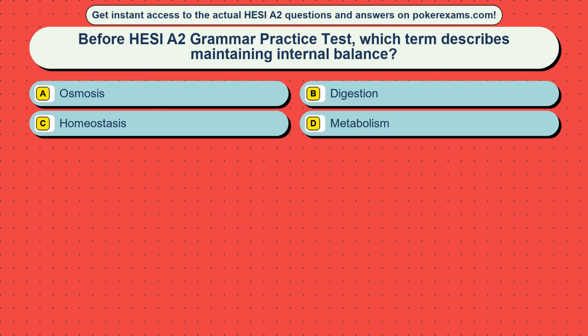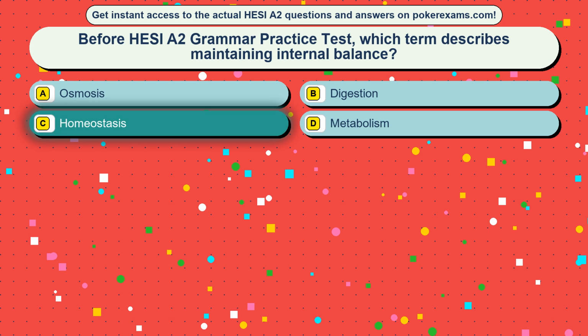Question 35. Before HESI A2 grammar practice test, which term describes maintaining internal balance? Option A, osmosis. Option B, digestion. Option C, homeostasis. Option D, metabolism. The correct answer is option C, homeostasis.